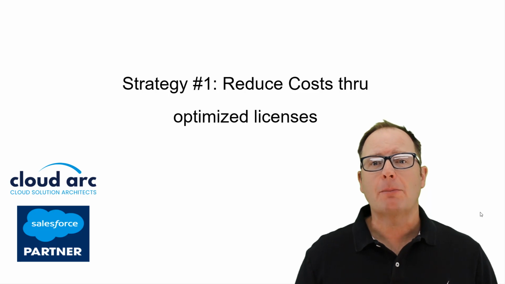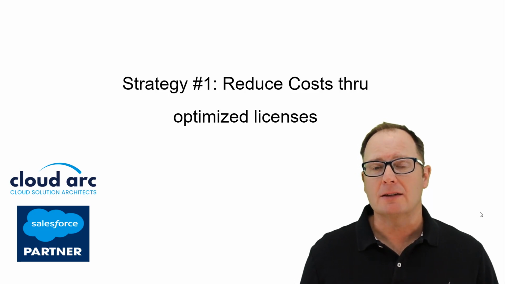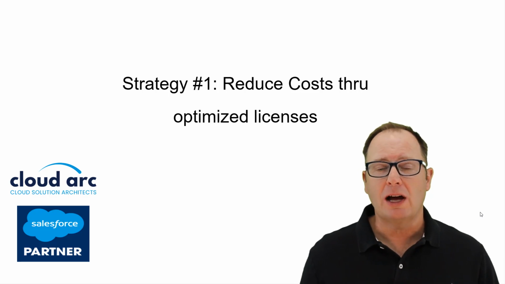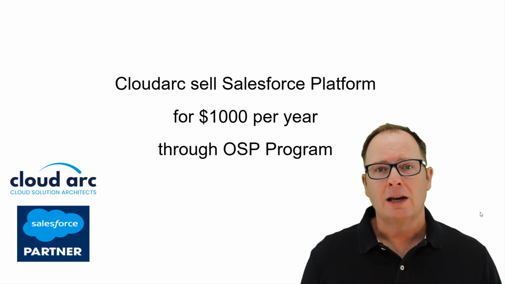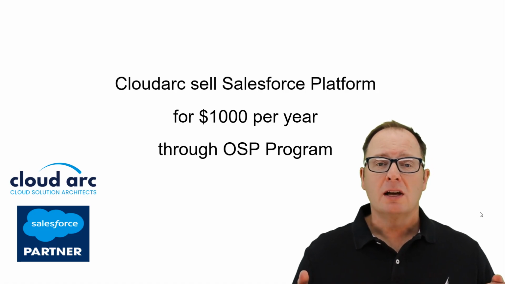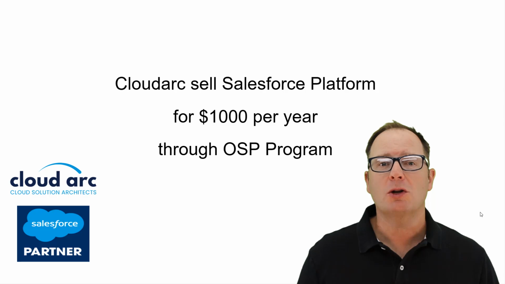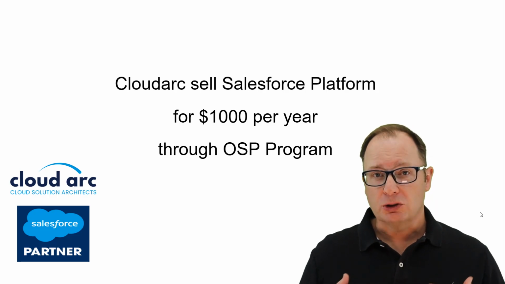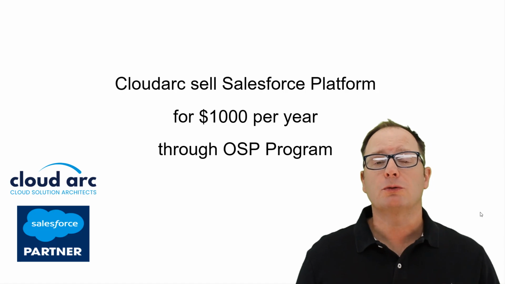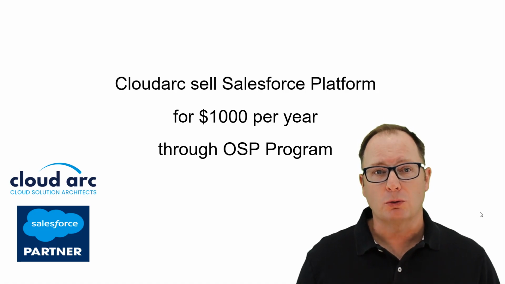One powerful example is the Salesforce platform license. You are probably using Sales Cloud today, which is probably $2,000 per user per year. The list price for Salesforce platform direct from Salesforce is $1,200, but under the OSP program, CloudArc, which is us, sells platform for $1,000 a year with built-in tools for your industry, and we bundle that with consulting.